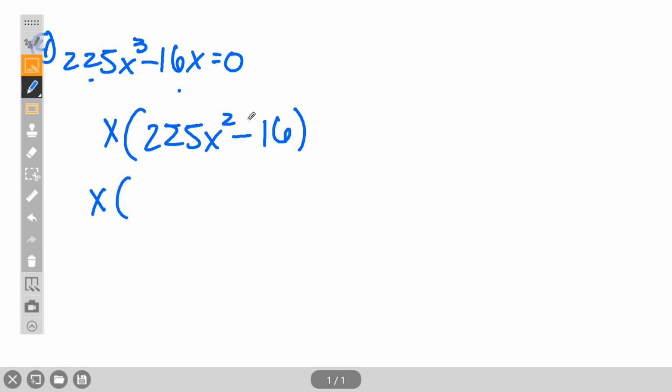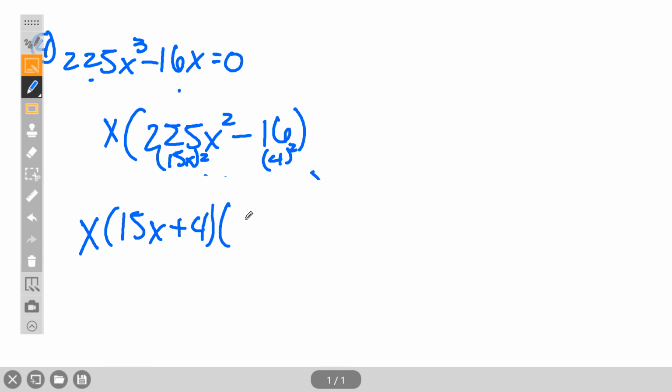Now 225x squared minus 16 is a difference of two squares, because if you square 15x, you get 225x squared, and if you square 4, you get 16. So this would factor, as a difference of two squares, into 15x plus 4 and 15x minus 4.